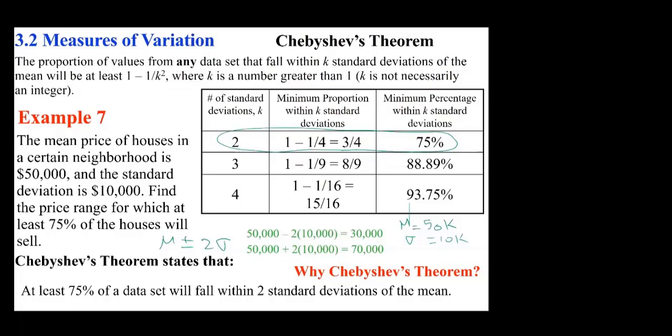But why Chebyshev's? Why not empirical? We use Chebyshev's theorem when we don't know anything about the distribution. The distribution is not mentioned to be normal. Therefore, we have to use Chebyshev's theorem. That's important to see. Chebyshev's theorem because we don't know anything about the distribution of the prices.